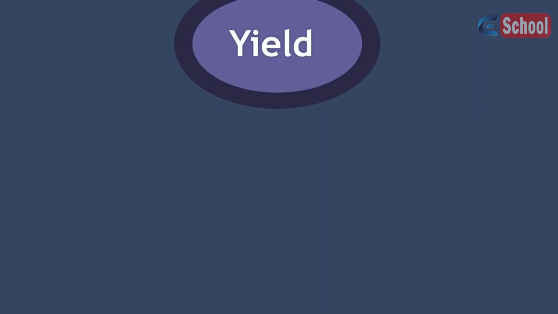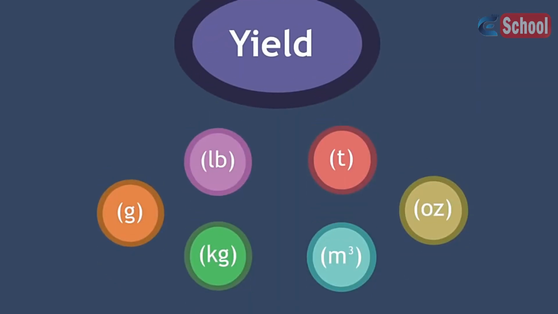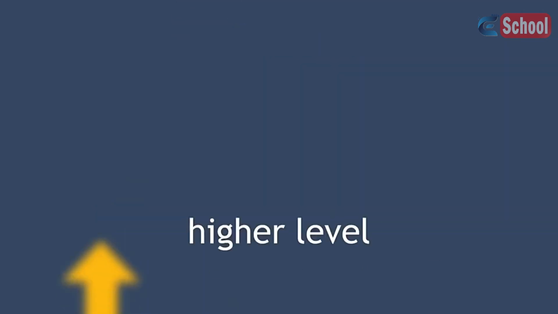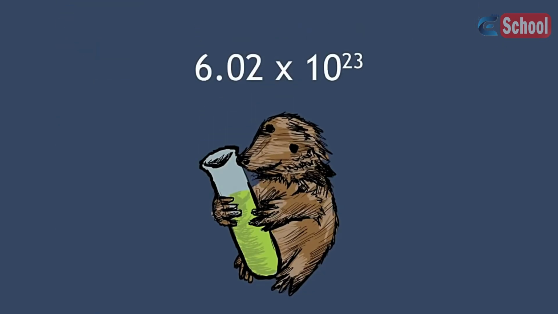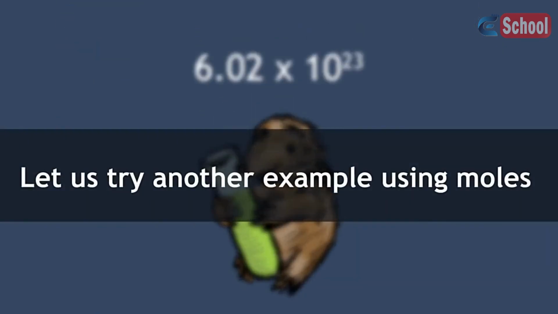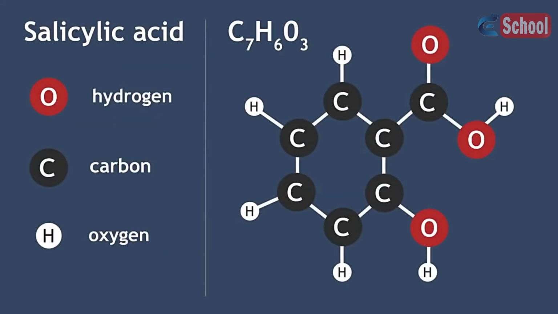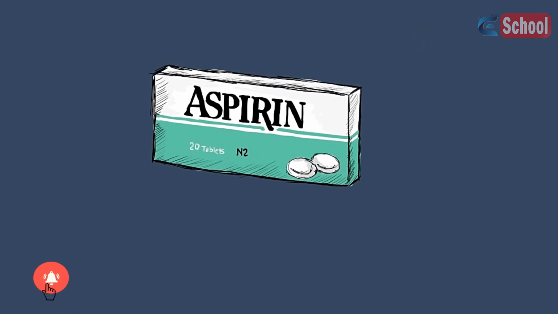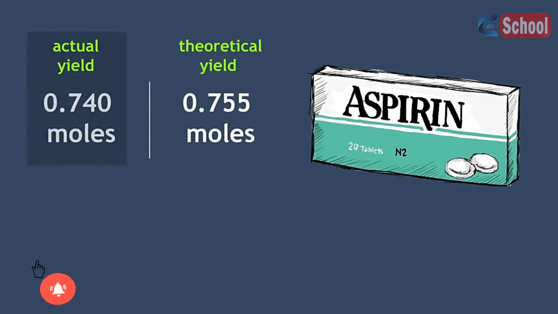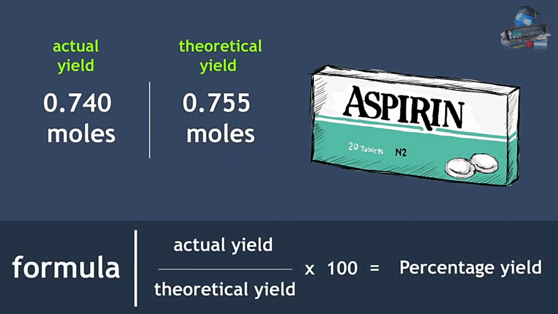Yield can be calculated in any suitable unit of measurement, and therefore at higher levels, moles may be used. Let's try another example using moles. Salicylic acid is used to produce aspirin. In a reaction, 0.74 moles are produced instead of a theoretical 0.755 moles of aspirin. Pause the video now to calculate the percentage yield.